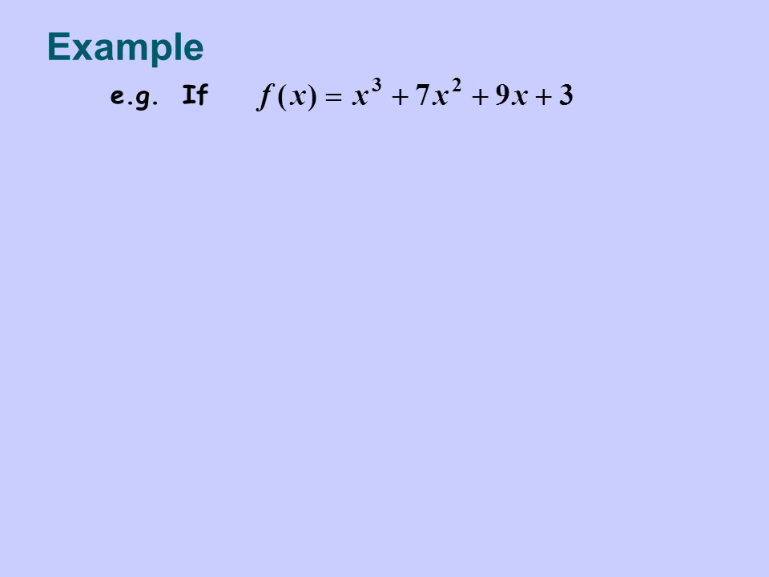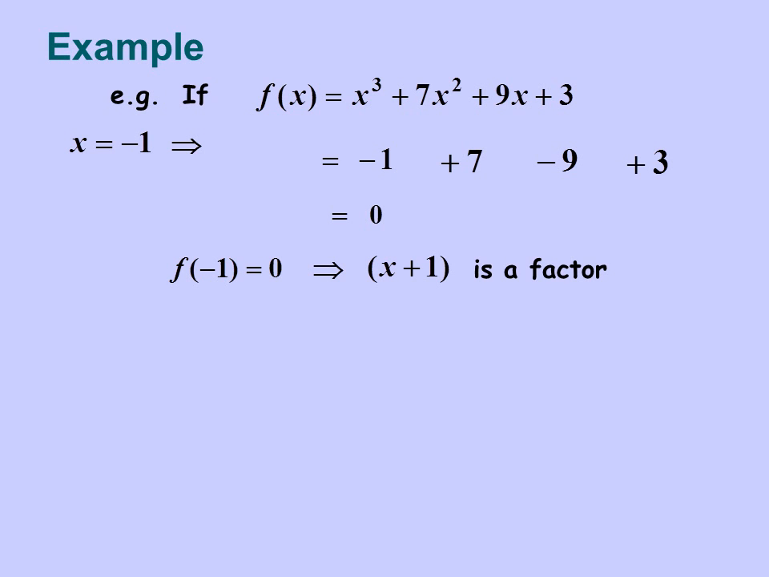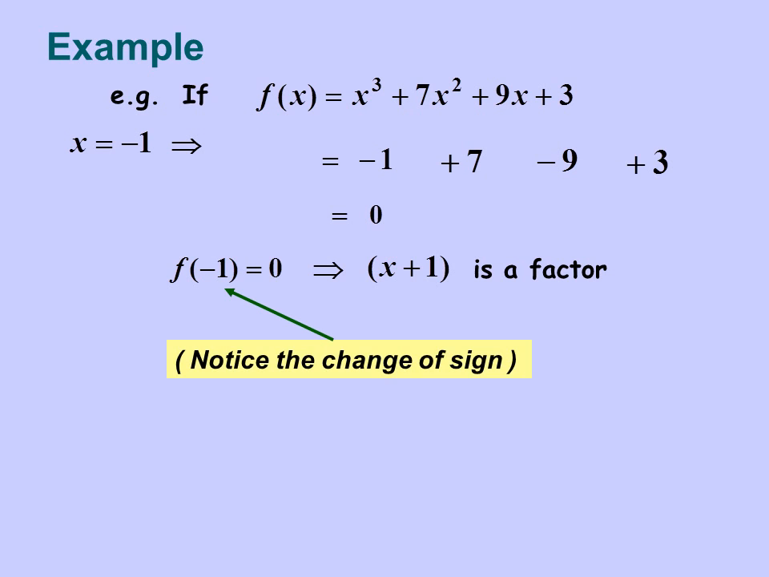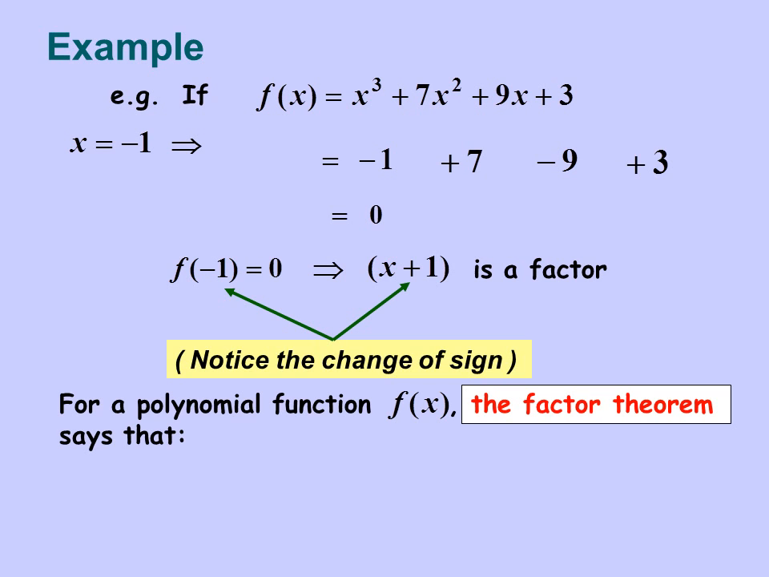Let's take a simple example. I have a cubic where f of x equals x cubed plus 7x squared plus 9x plus 3. If I substitute in x is equal to negative 1 into the cubic, I get negative 1 for the x cubed, plus 7 for the 7x squared, minus 9 for the 9x, plus 3, which gives me 0. Substituting in negative 1 gave me 0. This implies that x plus 1 is a factor. Notice the change of sign. I substituted in negative 1, therefore plus 1 is my factor.